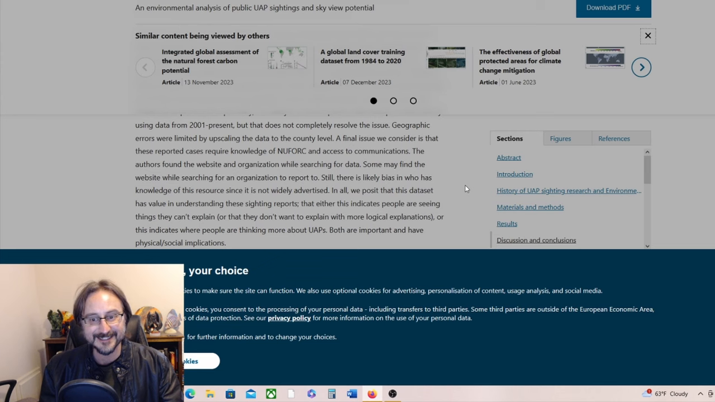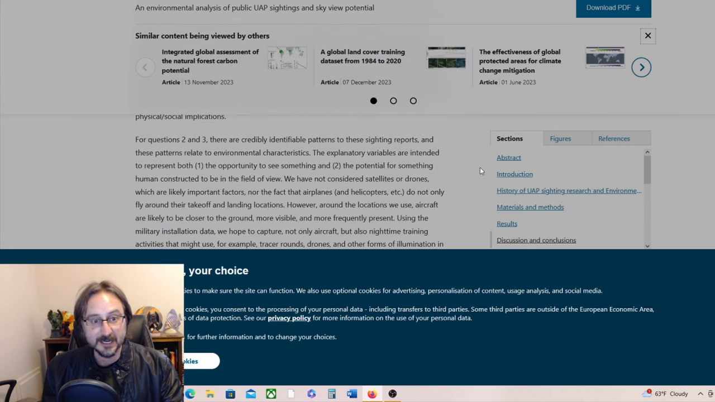"In all, we posit that this data set has value in understanding these sighting reports, that either this indicates people are seeing things they can't explain, or that they don't want to explain with more logical explanations, or this indicates where people are thinking more about UAPs. Both are important and have physical, social implications." The article goes on, and it's interesting. I mean, it's kind of dry. "For questions 2 and 3, there are credibly identifiable patterns to these sighting reports, and these patterns relate to environmental characteristics. The explanatory variables are intended to represent both one..." You get the point. I'll link to it, and you can read the full article at your leisure.